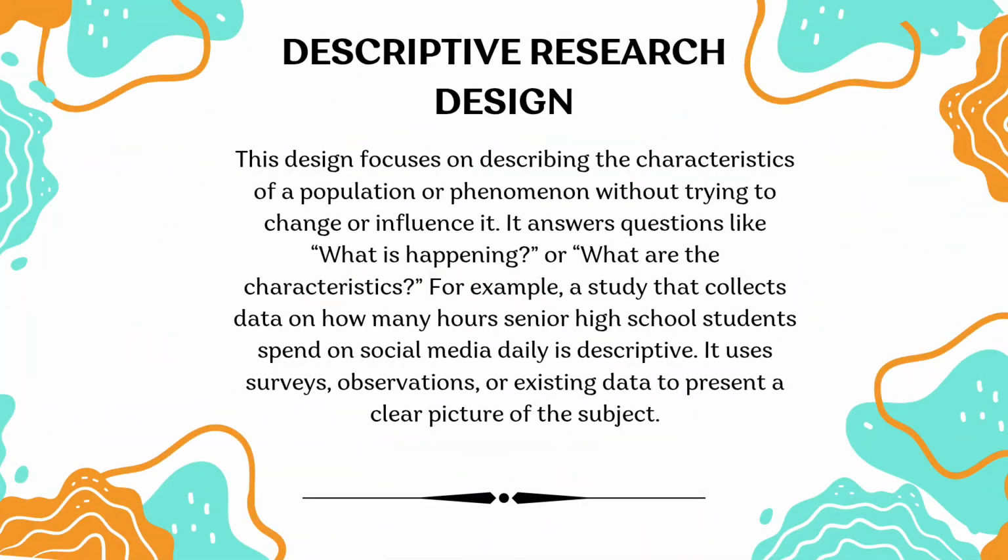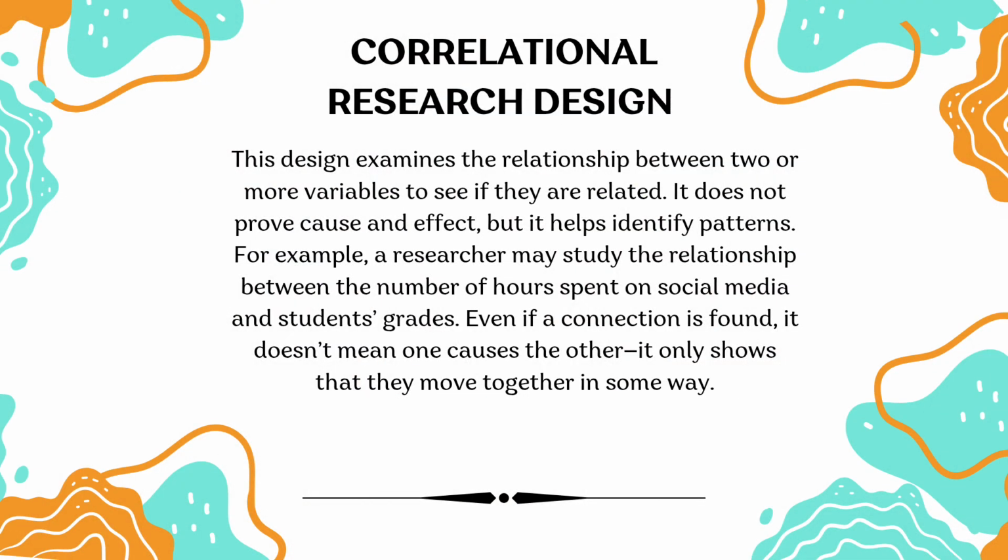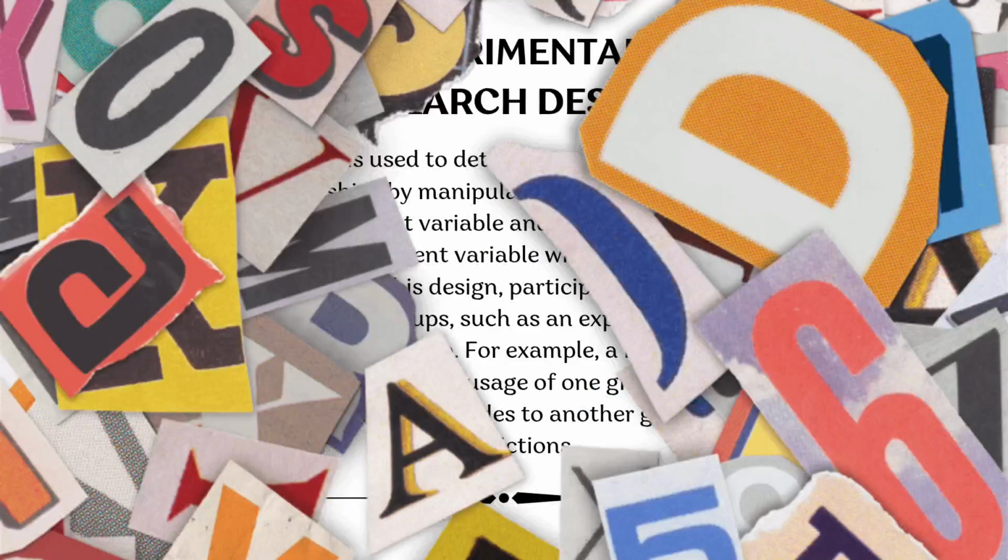There are 4 types of research design. Number 1 is descriptive research design. This design focuses on describing the characteristics of a population or phenomenon without trying to change or influence it. Correlation research design. This design examines the relationship between two or more variables to see if they are related. It does not prove cause and effect, but it helps identify the patterns.